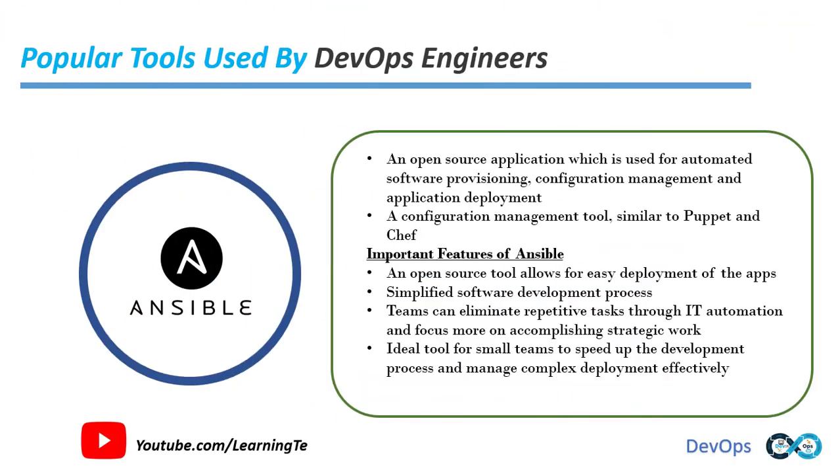Now we'll talk about Ansible. Ansible is an open source application which is used for automated software provisioning, configuration management, and application deployment. Ansible is the backbone of controlling an automated cluster environment consisting of many machines.